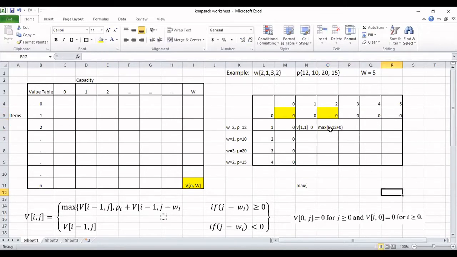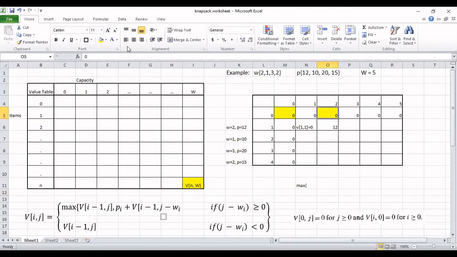Our value becomes 0 and 12 plus 0. So what is the maximum here? 12. So we get this as 12. Fine. Did you understand how we got this?